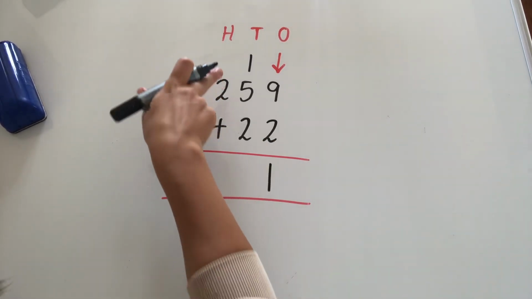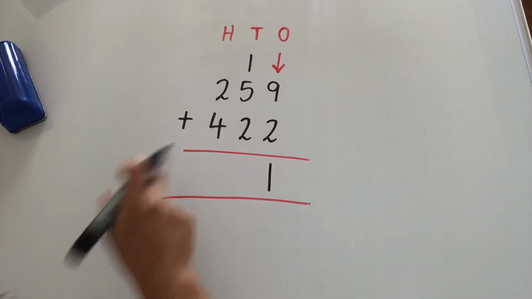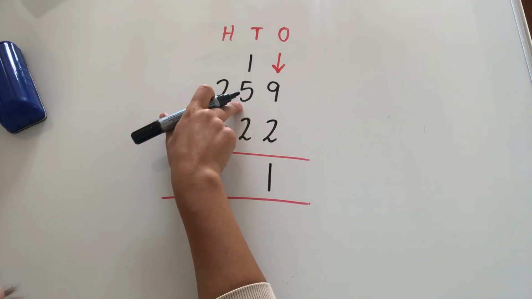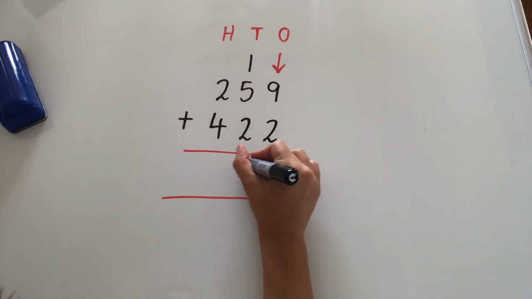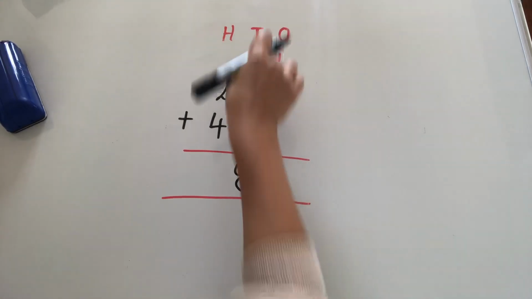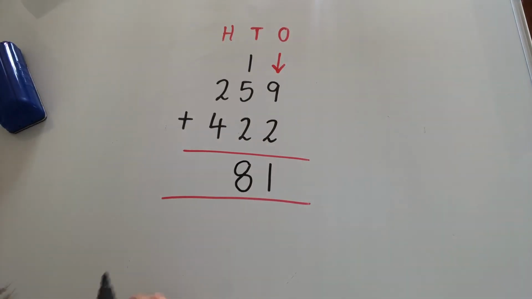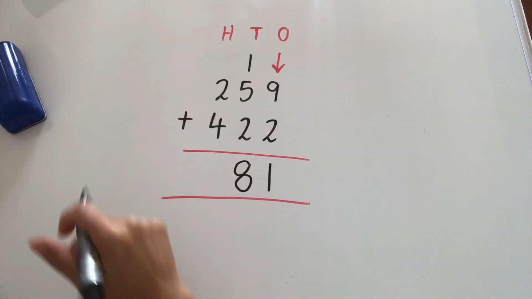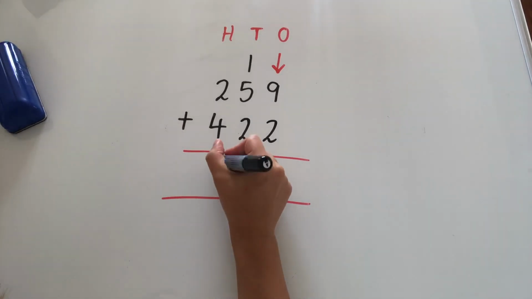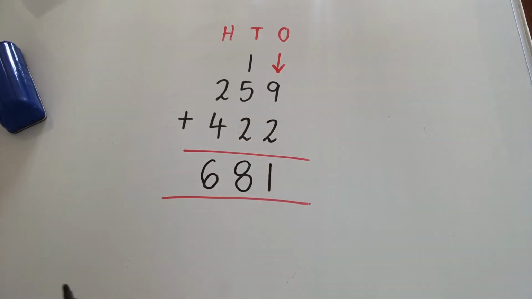We then move and we add our tens column. So we're going to add 1, 5 and 2 together. So I'm going to start with my larger number. 5 and 2 is 7, add another 1 is 8. So I'm going to put my 8 tens down, making sure they're all lining up. Then we move to our hundreds column. We add 4 and 2, so 4, 5, 6. So the answer is 681.